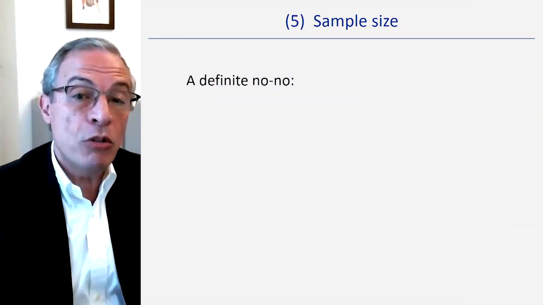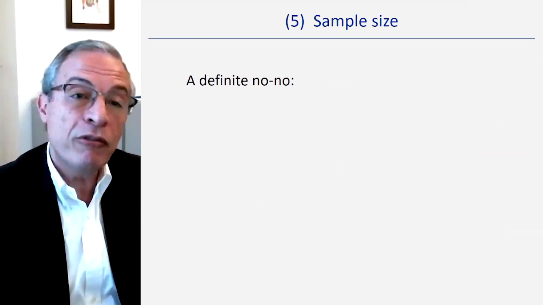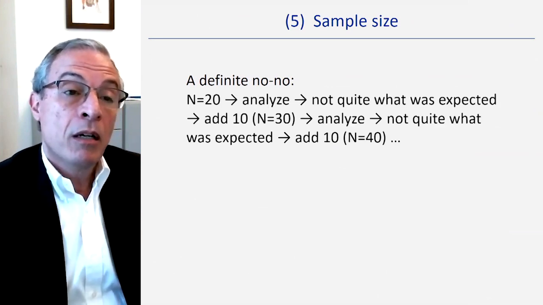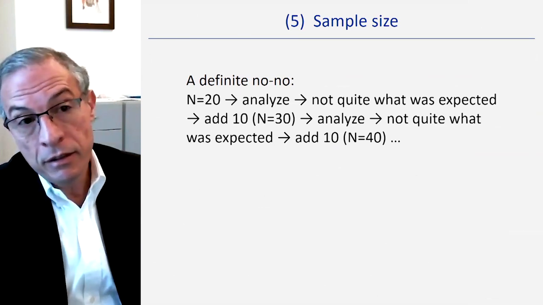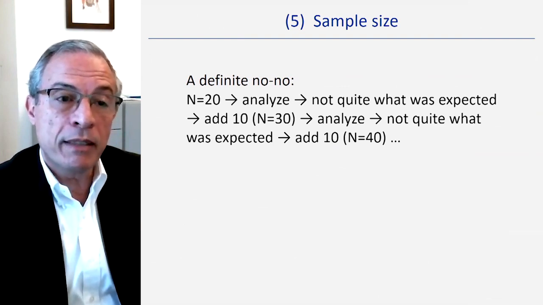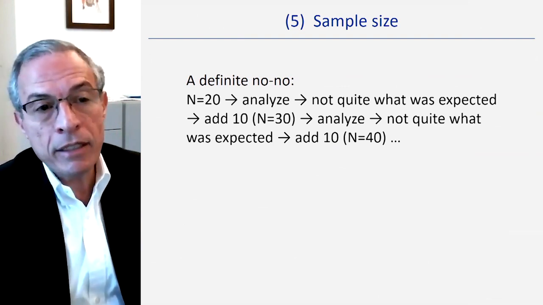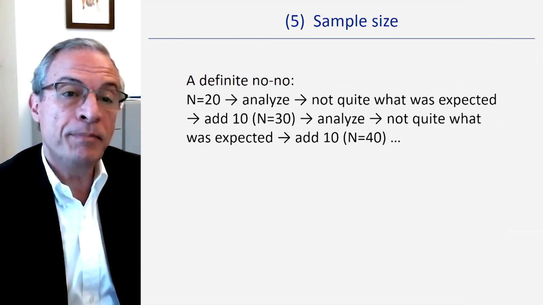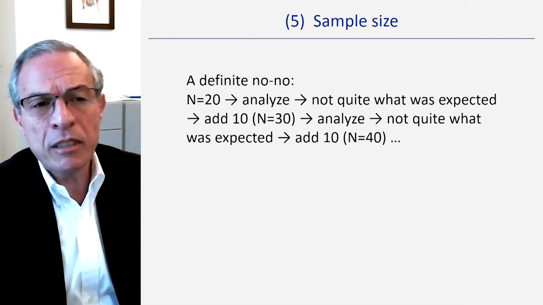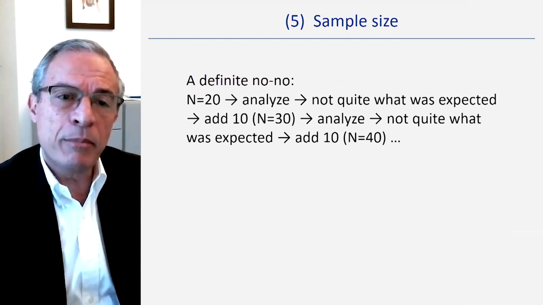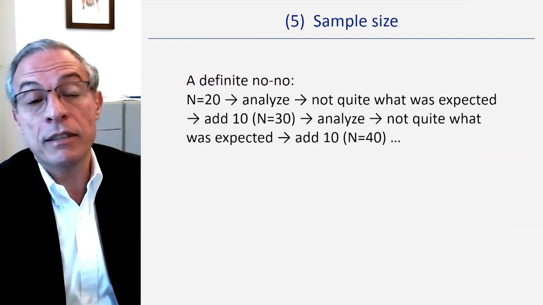A definite no-no for sample size. And believe me, unfortunately, I'm not proud to say that it does happen, but it's a definite no-no. What is it? Well, you start with 20 and you analyze, and well, that's not quite what you expected. So you know what? Why don't we add an extra 10? So now the sample size is 30, and we analyze. It's still not quite what was expected, but it's kind of looking a little bit better. So why don't we add another 10? And now the sample size is 40, and then like that, you go on.